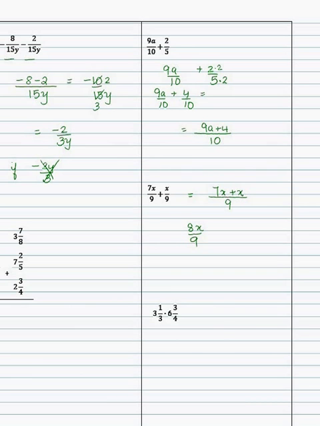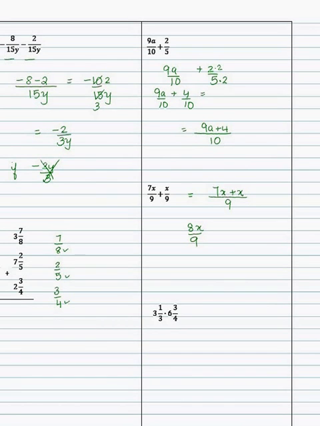Let's go ahead and add 3 7 over 8, 7 2 over 5, and 2 3 over 4. I'm going to write down the fraction parts first. So 7 over 8, 2 over 5, 3 over 4. I'm just writing down the fraction part. And remember, it's an addition, so when I add, I need a common denominator. I'm looking at the denominators. One is 8, one is 5, one is 4. I can't add them, I need a common one.